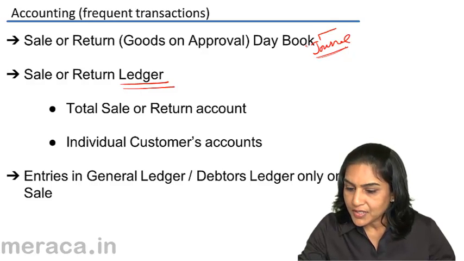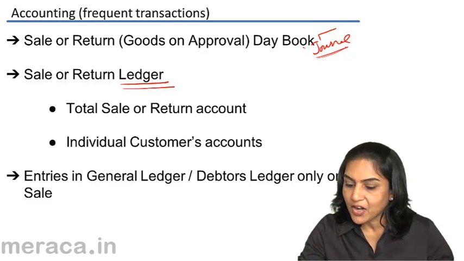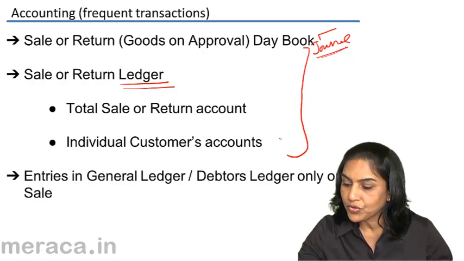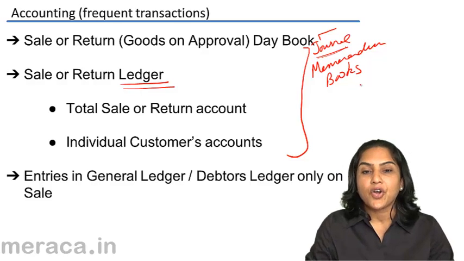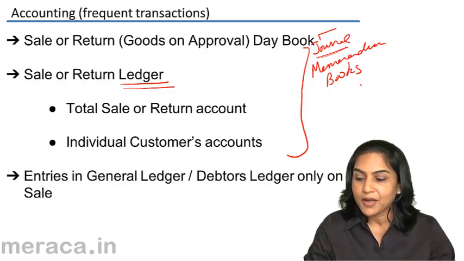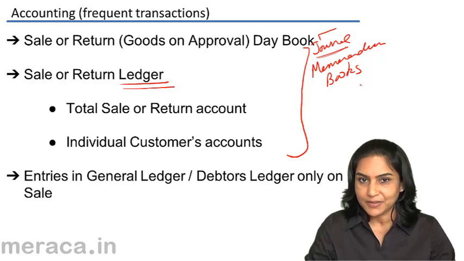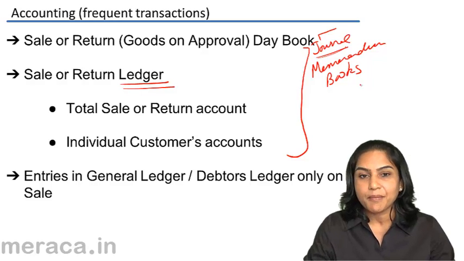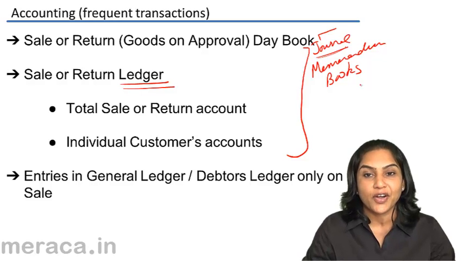The point to note is that the sale or return journal and the sale or return ledger, these are both what is called memorandum books. They are not a part of the principal books. They are not a part of the main books. They are memorandum books. Memorandum has been derived from a Latin word memorare, meaning to bring to mind, to remind. So these books are maintained to remind us of the goods which are lying with the customer, which have been sent to the customer, but which have not yet been recorded as sales.